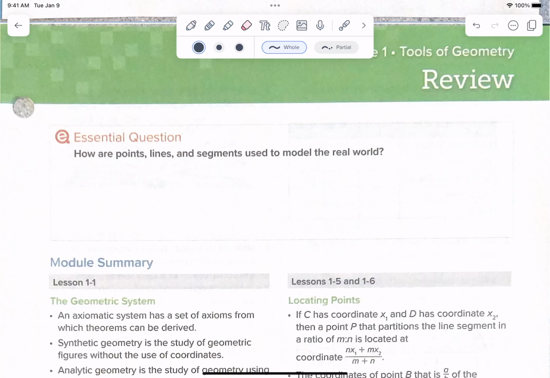All right, hello, Olivia. We are reviewing for chapter 1. This is day 1 of review. Tomorrow we'll do some whiteboards and then we'll take a test on Thursday. But this is day 1 of review.